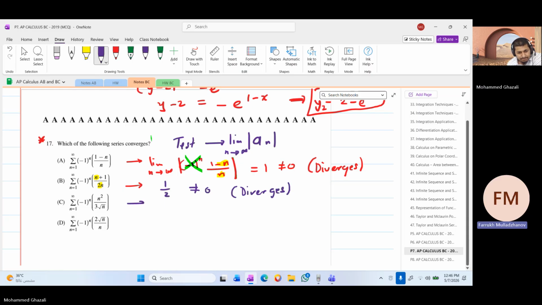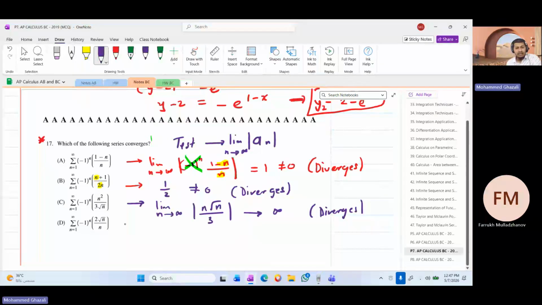Next one. No, we're going to simplify this. So the limit as n approaches infinity is n to the power 2 divided by root n. So you'll basically get n root n divided by 3. If you substitute infinity, you're getting infinity over 3. So that approaches infinity, and that clearly diverges.